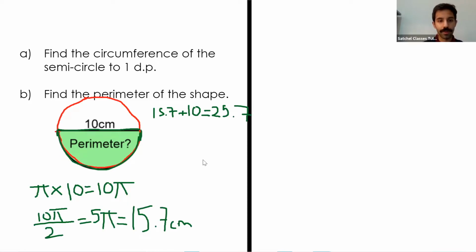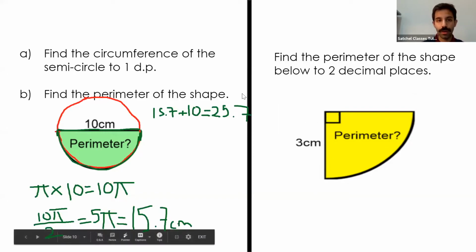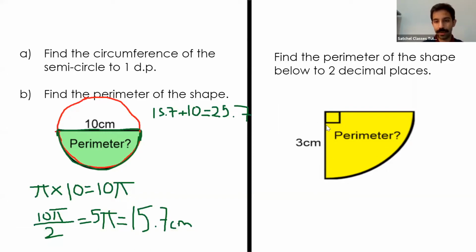All right, moving on to the next example. Here, if you notice, we have a sector, and this sector is a quarter of a full circle. We can see from the angle that this is a 90-degree angle, so this is a quarter of a circle, and if I was to draw the full circle, it would look something like this.